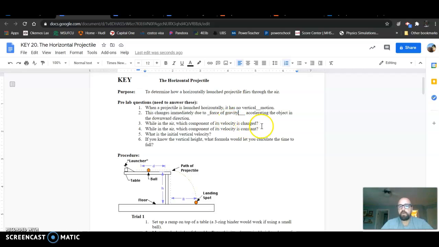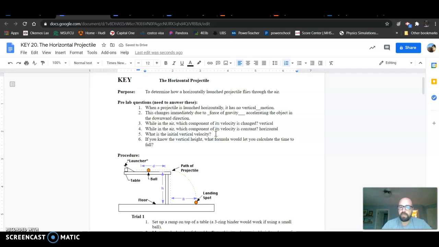And which component of the velocity changes in the air? That's the vertical component. And then we talked about the horizontal component stays constant. We did that demo last week with the one that fell straight down and the one that gets shot out to the side. We saw the independence of those, and we talked about a lot of these concepts.